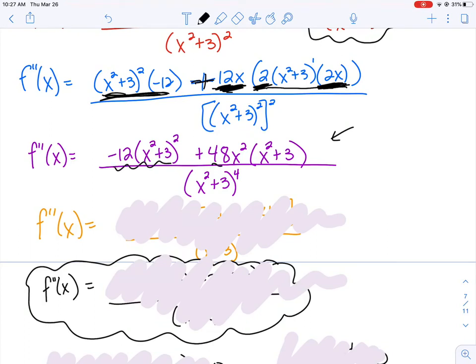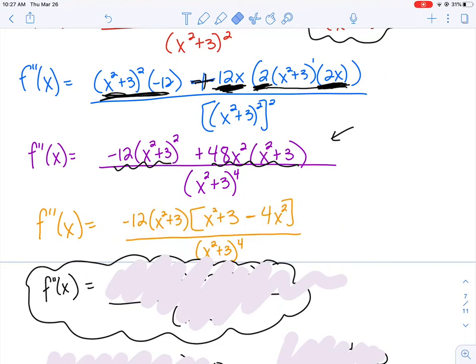I notice that I have a term here and a term here, and I want to try to factor. It looks like in each of those terms, I can at least take out a -12, can't we? And also in both of those terms, they both have an x squared plus 3. So I'm going to GCF out a -12 and an x squared plus 3.